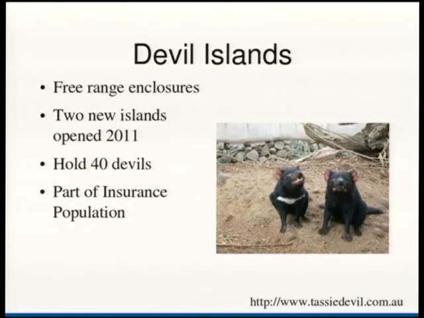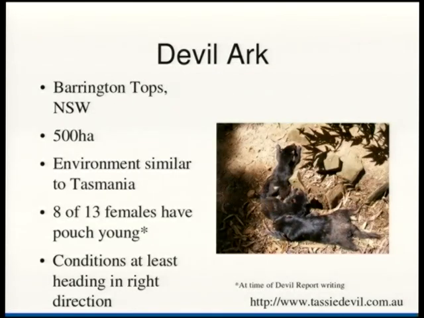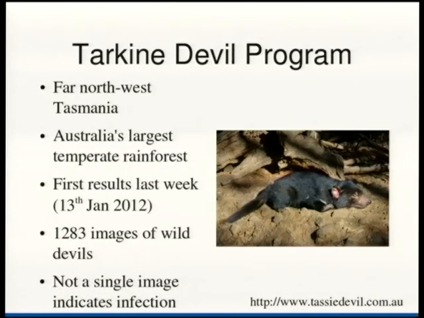2 new Devil Islands, as they're called, were opened last year. They hold about 40 animals who are all nice and healthy. There's also a Devil Ark kept up in New South Wales. That's 500 hectares. The reason it's in New South Wales is that the environment up in Barrington Tops is similar to Tasmania. And at the time of the report writing, 8 of the 13 females had pouch young, which was rather promising because it indicates the devils are slightly happy about where they are.